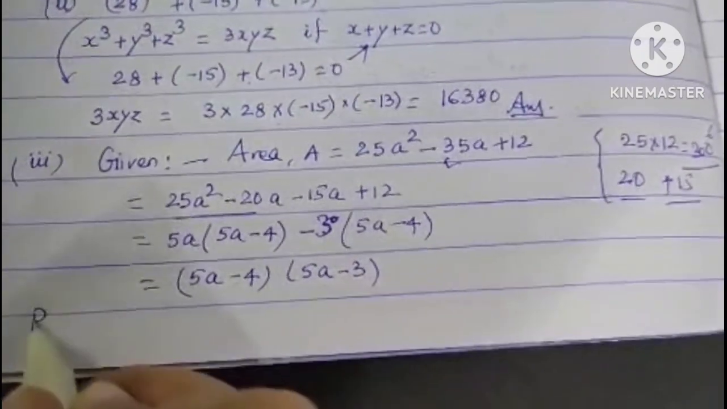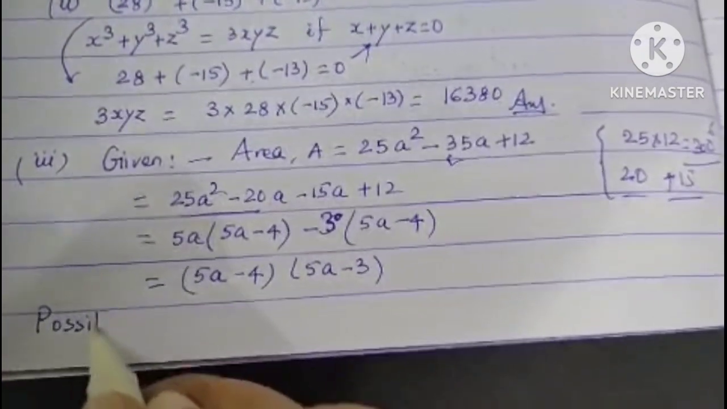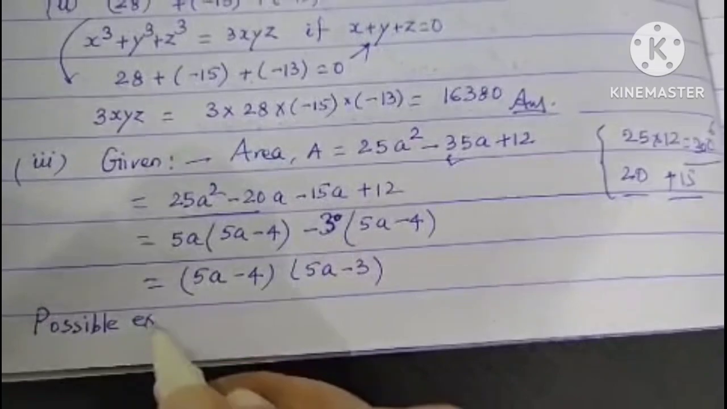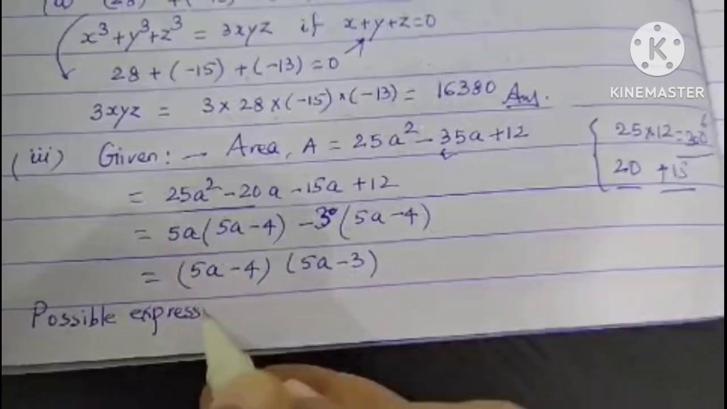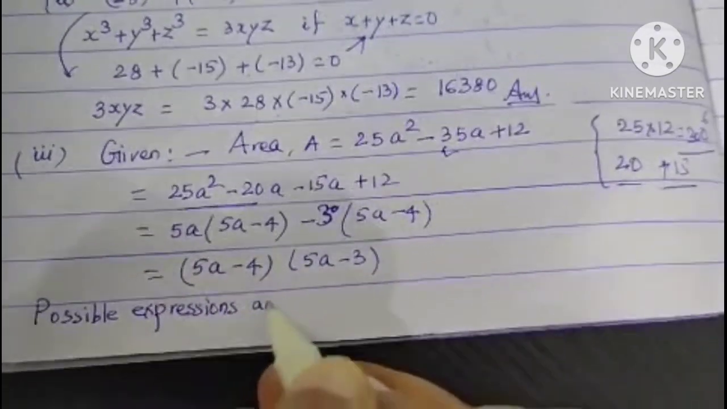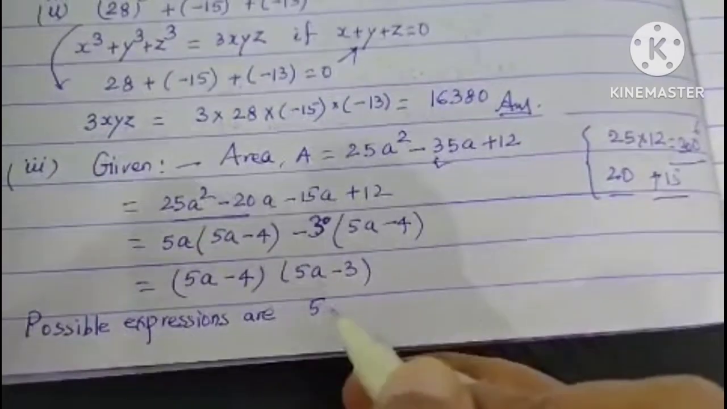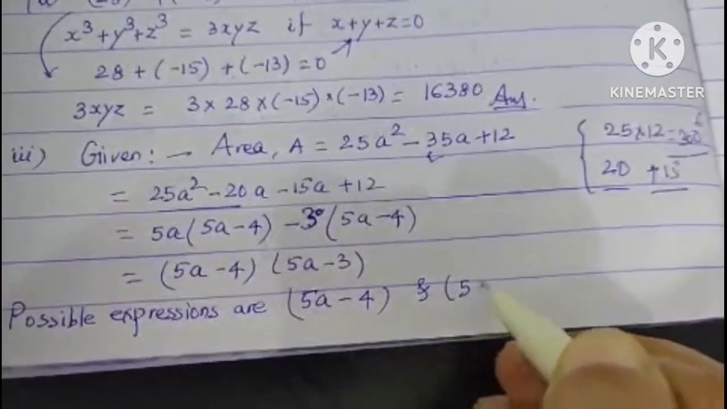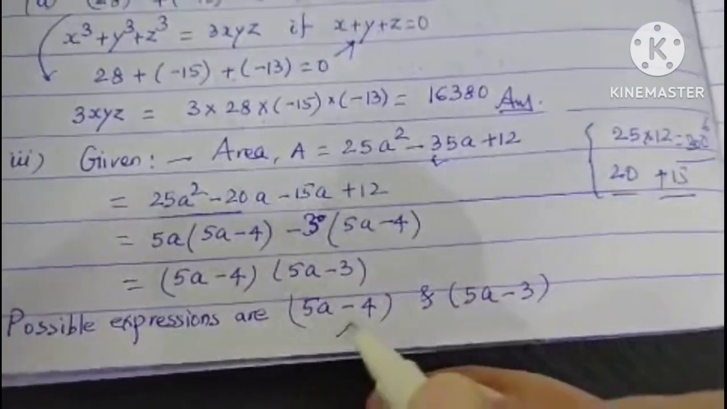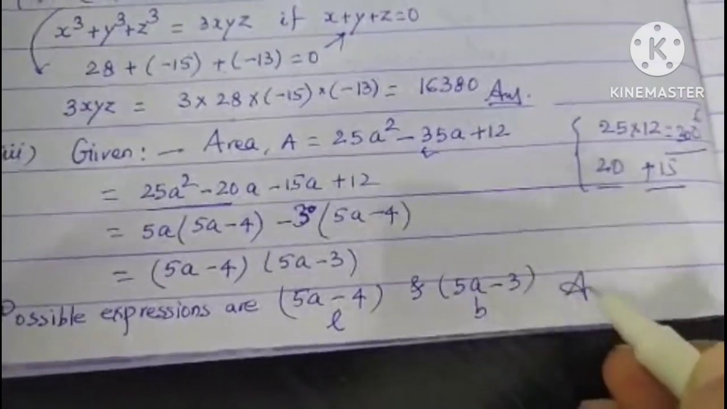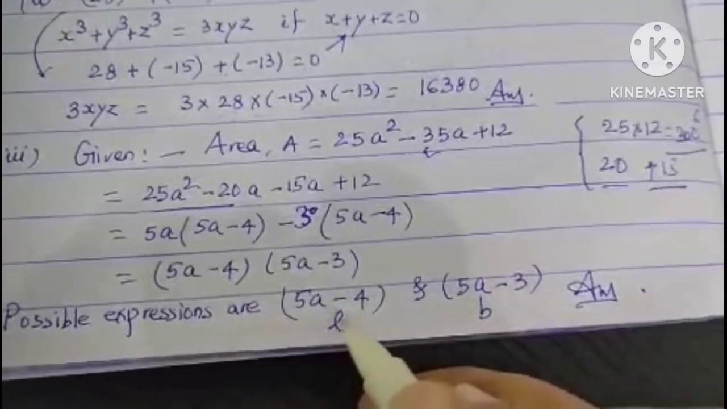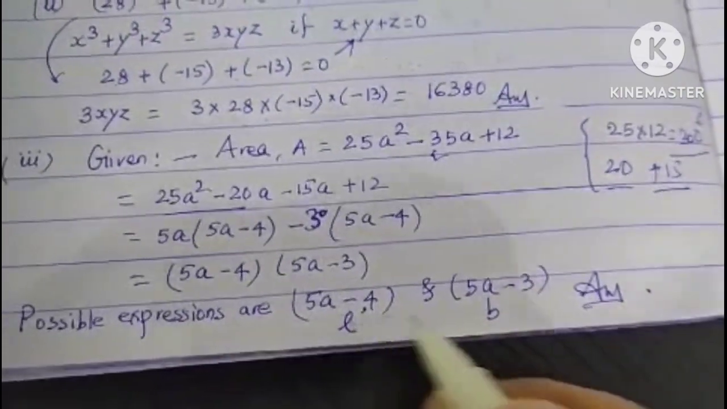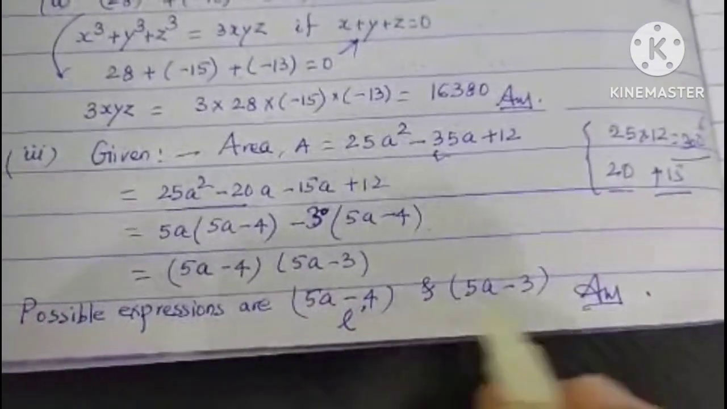So possible expressions are 5a minus 4 and 5a minus 3. This will be length, this will be breadth. Or this may be length and this will be breadth. So possible expressions are these two.